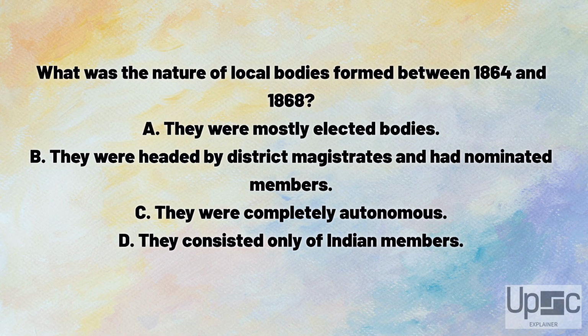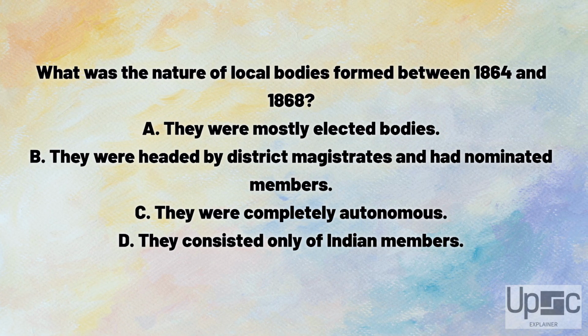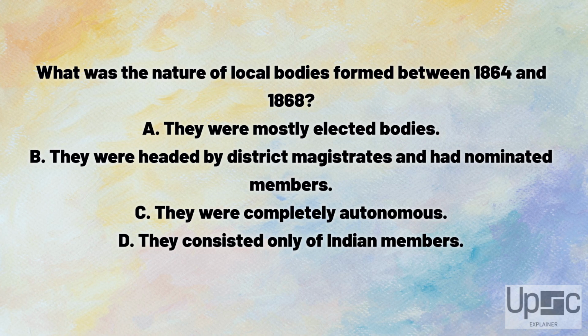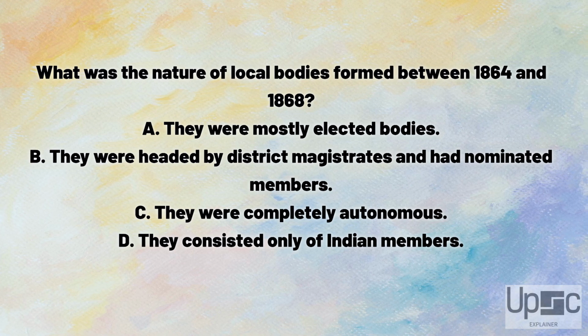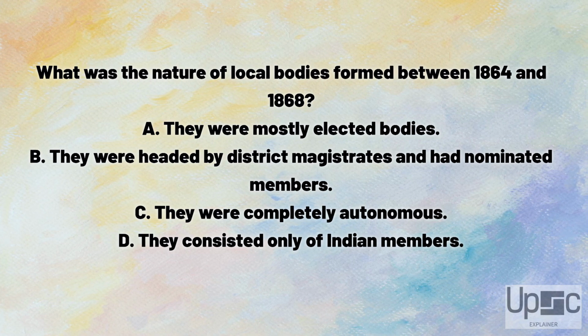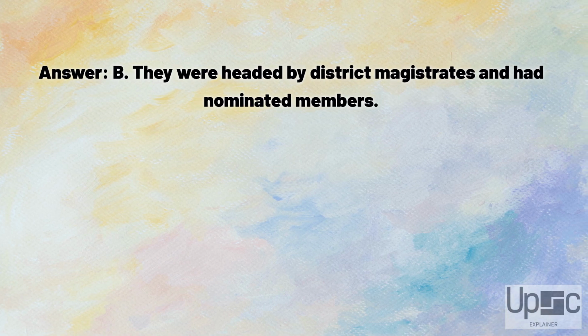What was the nature of local bodies formed between 1864 and 1868? A. They were mostly elected bodies. B. They were headed by district magistrates and had nominated members. C. They were completely autonomous. D. They consisted only of Indian members. Answer. B. They were headed by district magistrates and had nominated members.